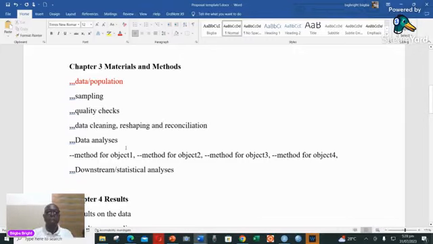Your data analysis is going to be based on the way your objectives are. Your first data analysis method is answering your objective 1, the second method is answering objective 2, and in that order, up to objective 4. After you have done that, there might be another statistical analysis where you may want to test hypotheses, look at significance, and look at statistical inferences and other things. That's where you go into downstream analysis. Some say downstream analysis, some say statistical analysis. And that forms your chapter 3.